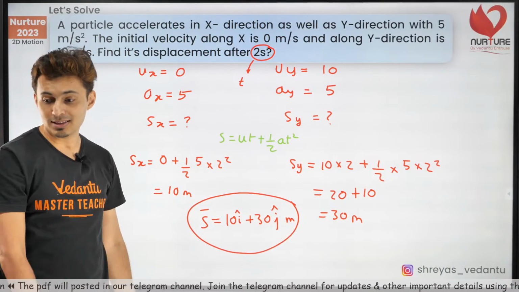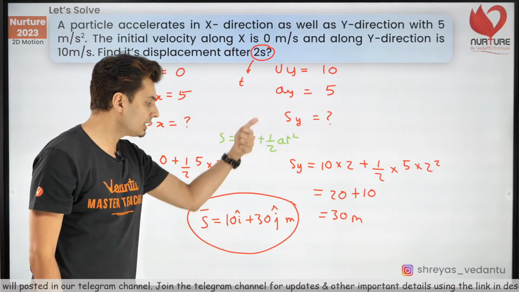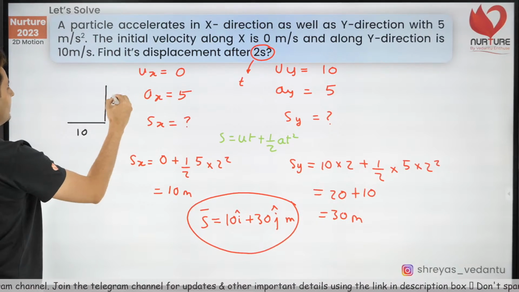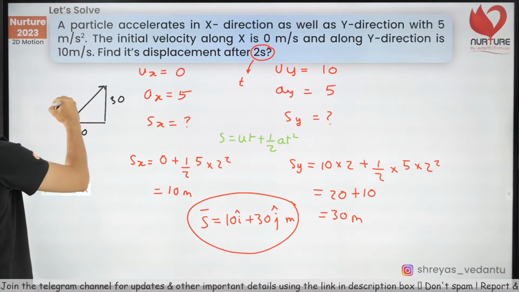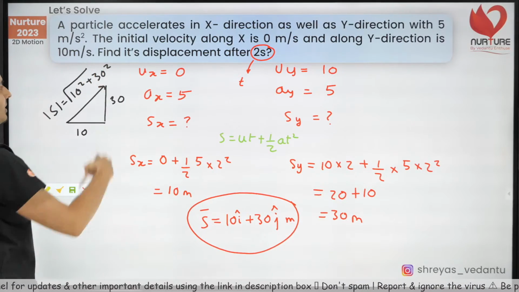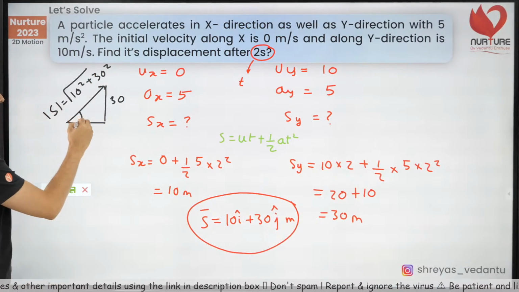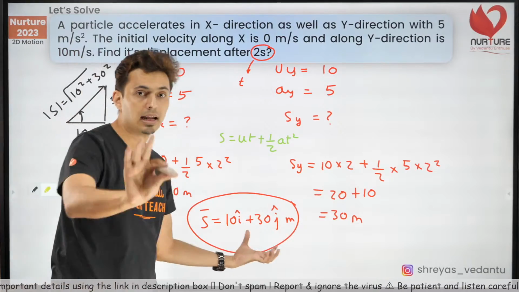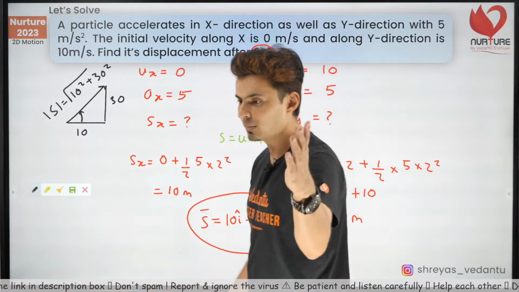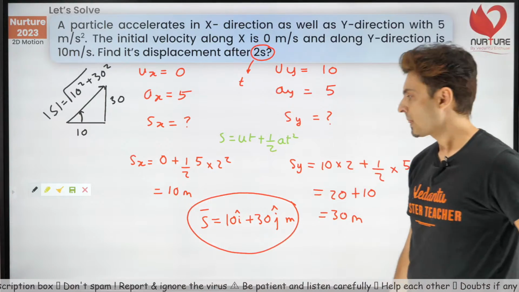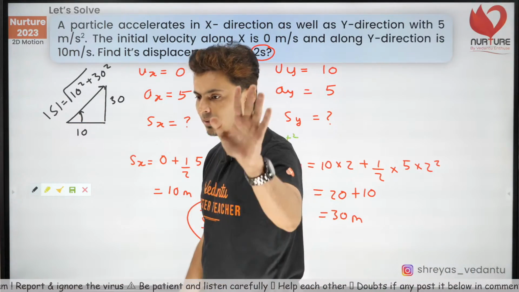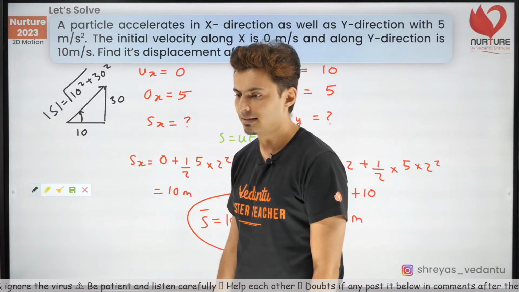No, it's not 30 meters. Remember, 10 in i, 30 in j. That means it has gone 10 like this, 30 like this. The total displacement magnitude will be root of 10 square plus 30 square. That's how it works. So it's going at an angle, understand. Don't add 10 and 30, that would be stupidity, to add 10 and 30 and say, sure, the displacement is 40. Be careful. No, it's not 40. It's 10 in the x-axis, 30 in the y-axis. Got it? Very good. Excellent.